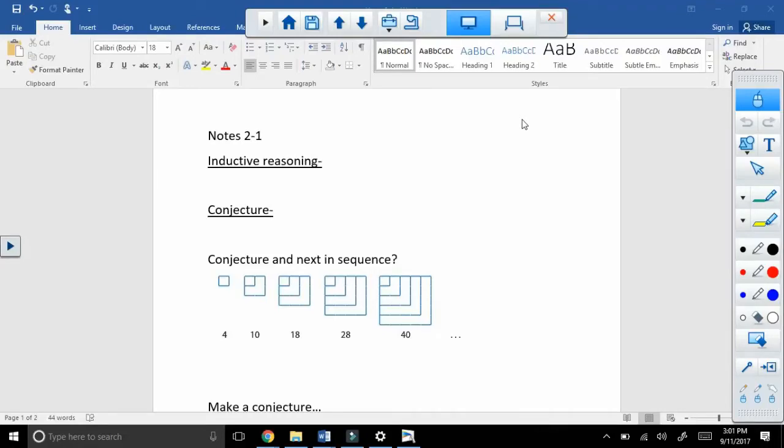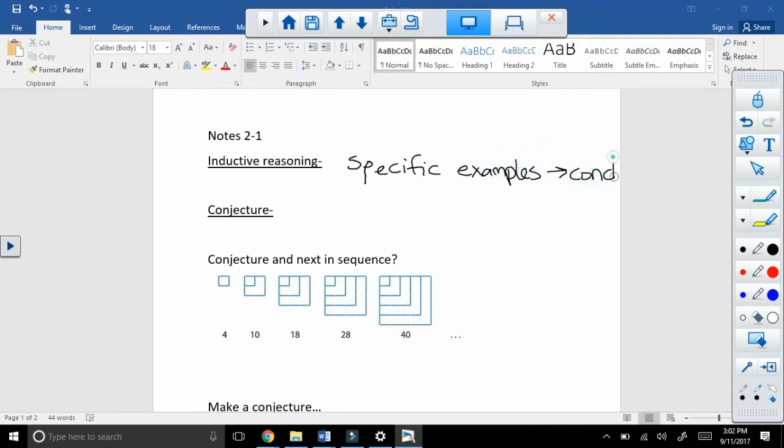Okay, for this next section, we're going to start some things that look a little different than Algebra 1. We are going to start some work on inductive reasoning and some logic rules. So before we get started with anything else, I need to tell you what inductive reasoning means. It's the type of reasoning we use when we have specific examples, and we use specific examples to draw a conclusion.